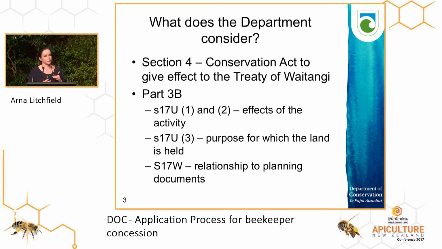Likewise, for those of you who use helicopters to place hives in more remote zones, please consider your planning documents before you put an application into us. The public conservation land is zoned in a traffic light system. If it says that helicopters are not allowed in a certain zone, again, we are going to be extremely unlikely to recommend to our decision makers that they allow helicopters into that zone for hive placement.